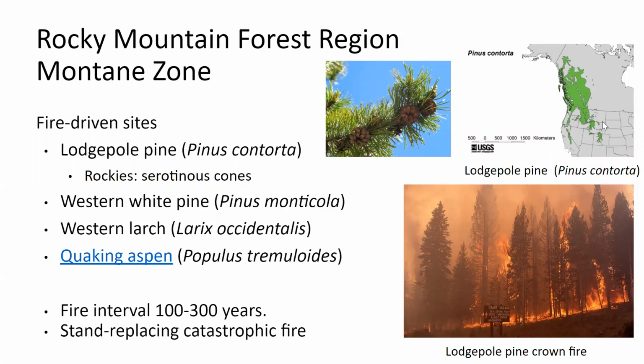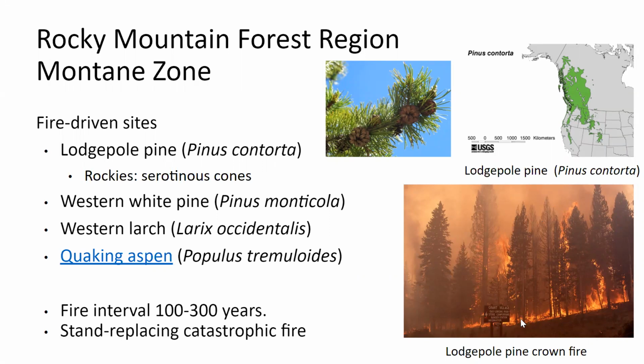And then in addition to the lodgepole pine, we have western white pine, Pinus monticola, western larch, which is Larix occidentalis, and quaking aspen. Maybe surprises you, Populus tremuloides. Quaking aspen, I just mentioned, is very extensive. It's also a very thin-barked species, and so it's not resistant to fire, but it's often an early successional species following fire. So the fire in these areas has a longer interval than the fire interval in the southeast. They think 100 to 300 years. And the type of fire that we're talking about here for lodgepole pine is a stand-replacing catastrophic fire. So looking at this photo of a lodgepole pine crown fire, you can see it retains branches all the way down to the ground.